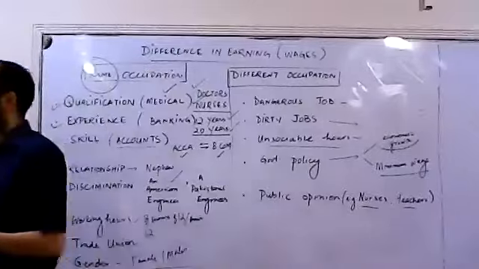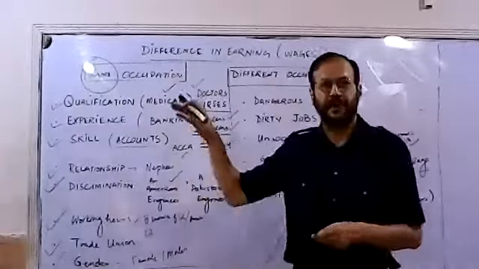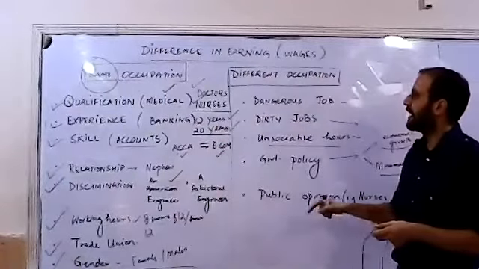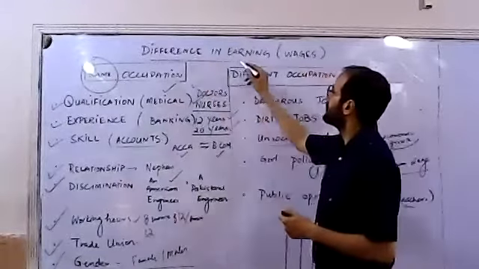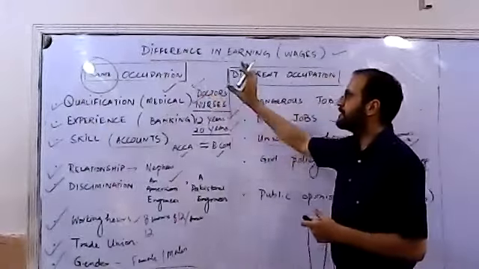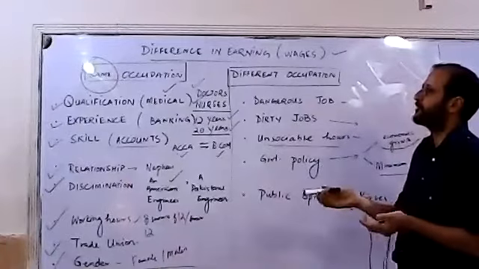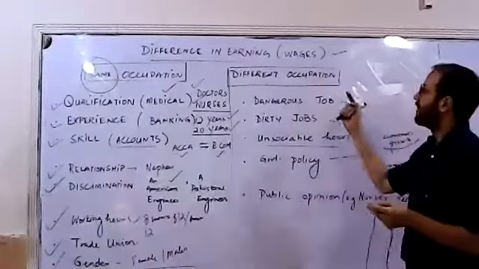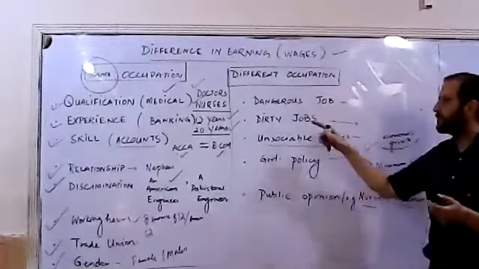Summing up today's lesson, dear students, we learned about the supply factors. We had a quick recap of the last day's lesson. Along with that, we learned about the difference in earnings or wages, and we classified them into two categories: the same occupation, and why people working in the same organization and the same occupation earn differently, and why people in different occupations and different jobs earn differently.